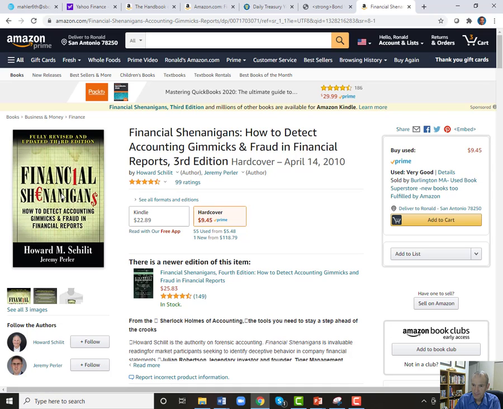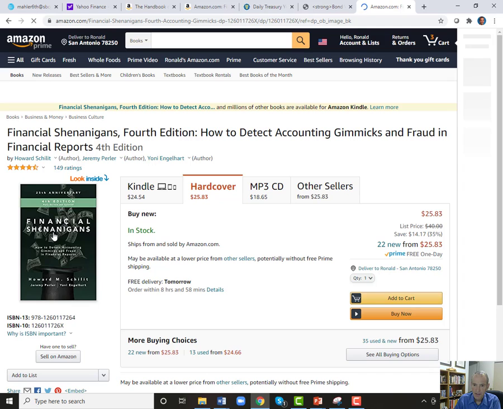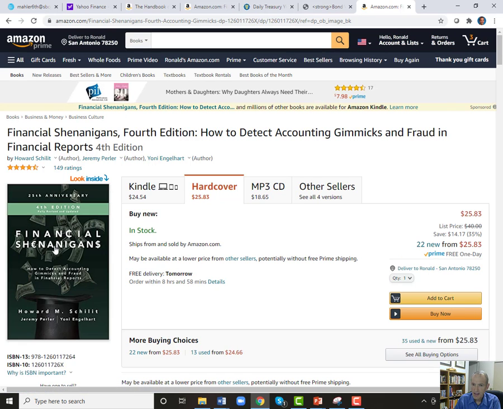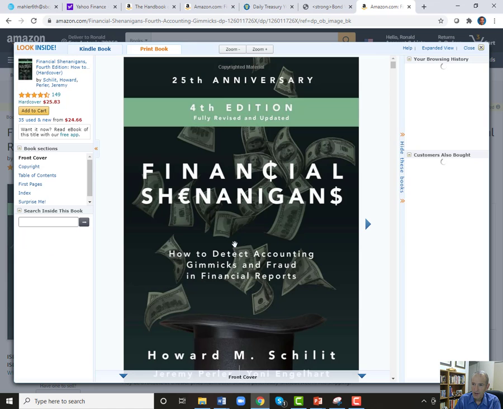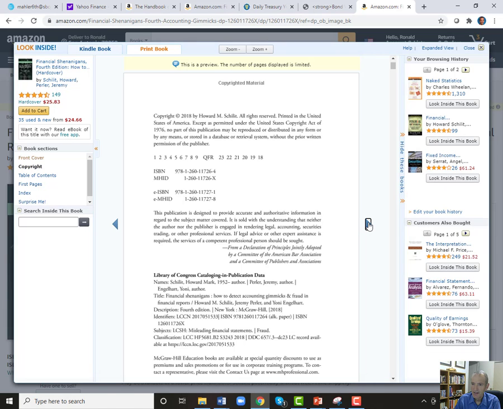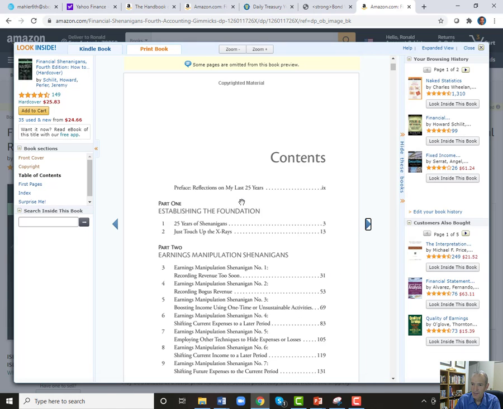I wish I could jump into the index. Maybe this one will let me get into the index. There we go. So he's got an updated, he's got a 4th edition. I don't know any classes that use this book, but I think it would not be a bad idea to have an accounting elective based entirely on this book.